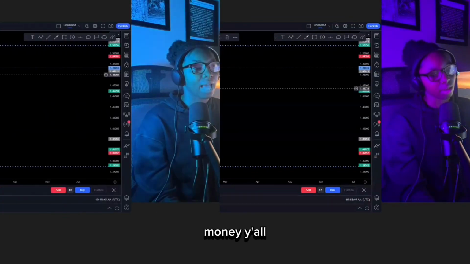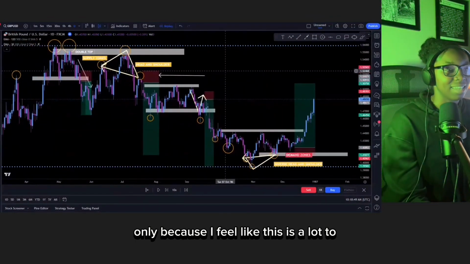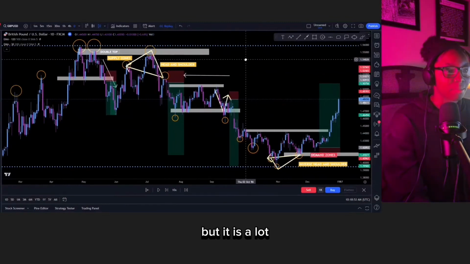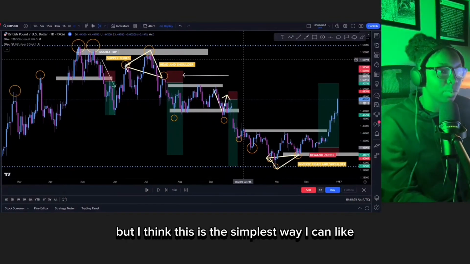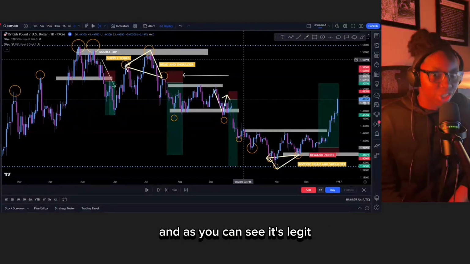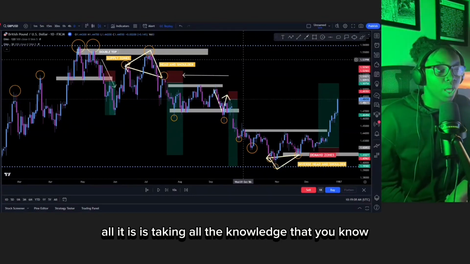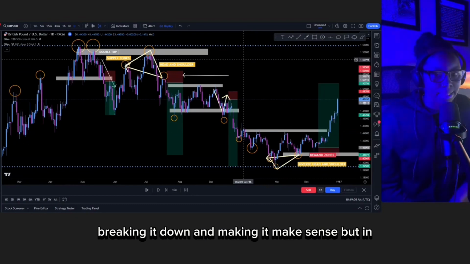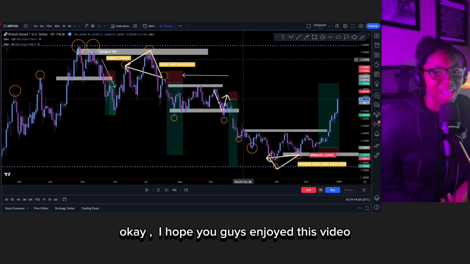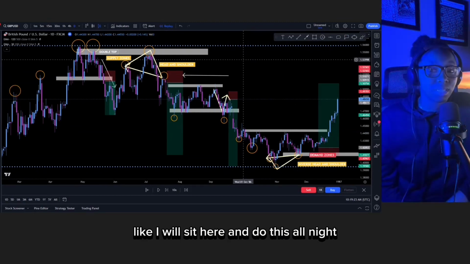Money, y'all. I think I'm going to stop here, only because I feel like this is a lot. It's not a lot, but it is a lot. But I think this is the simplest way I can show you how I simplify the market. And as you can see, it's legit. All it is, is taking all the knowledge that you know, breaking it down and making it make sense, but in the simplest way. Okay. I hope you guys enjoyed this video. As y'all can see, I will sit here and do this all night.